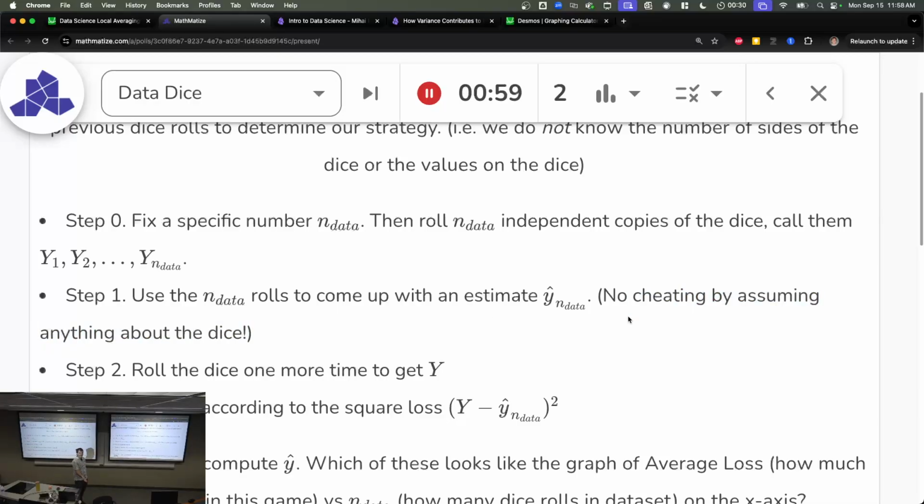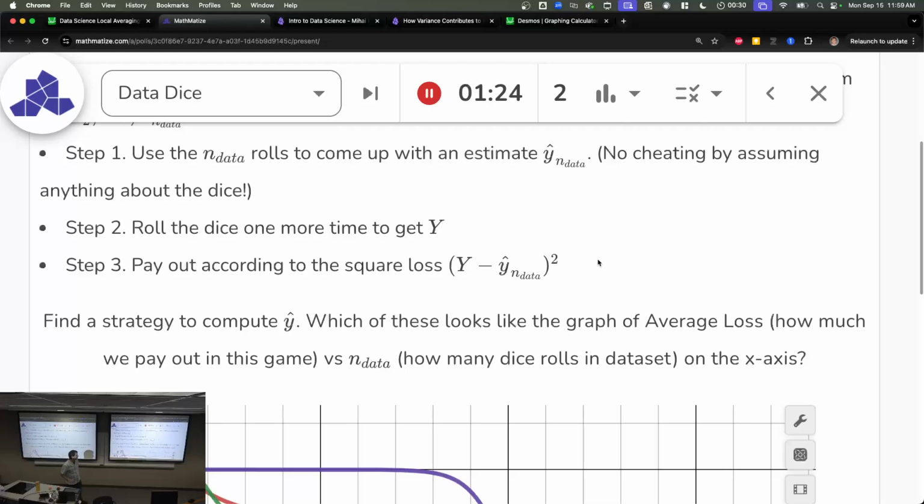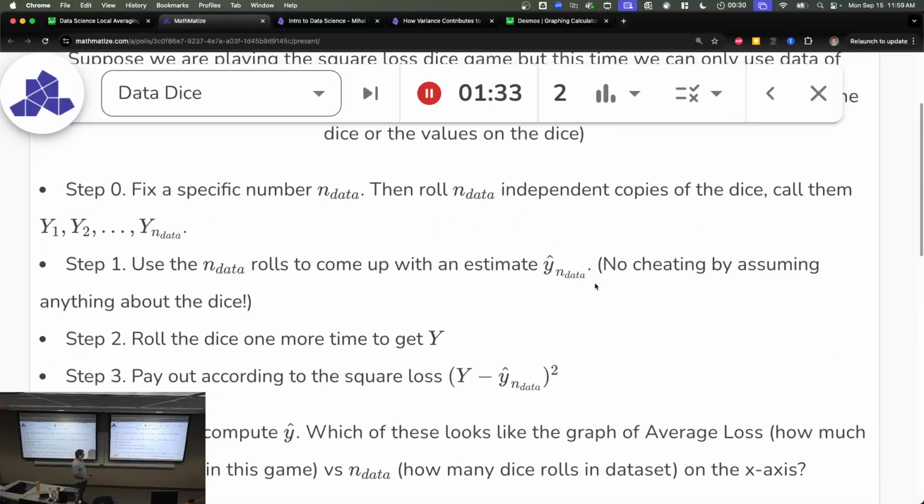You might assume the dice has 10 sides or less, or that it would be impossible for me to have a dice with 1,000 sides in my backpack. Don't assume that. It could be a 1,000-sided dice. It could be a 10,000-sided dice. The only thing you can do is use these numbers and don't use any other assumptions. Then, once you have come up with your estimate of y hat, it is the same game as before, where we roll the dice one more time, and you pay me according to how close your estimate is. Once again, you're trying to get as close as possible to the true outcome. And just like before, depending on how you do this, you can do it better or worse. So what is the right way to do it?